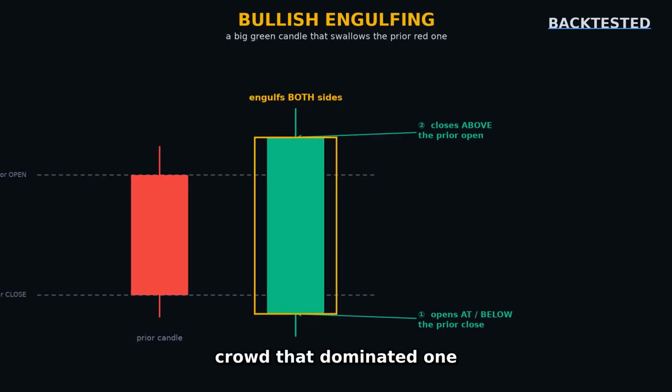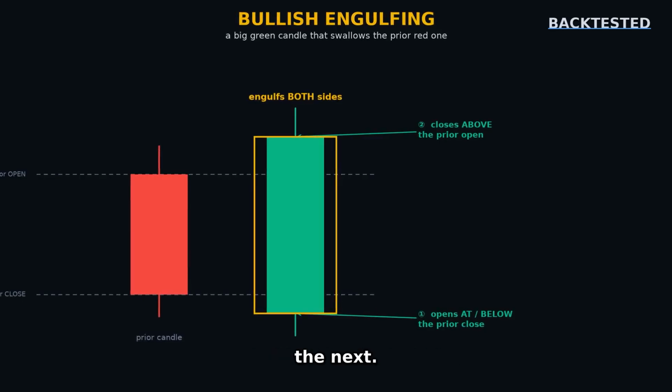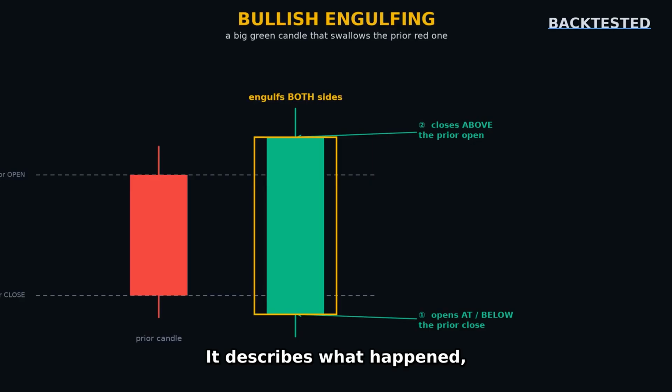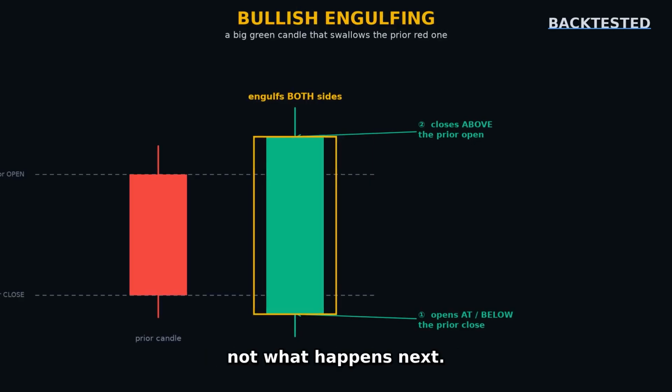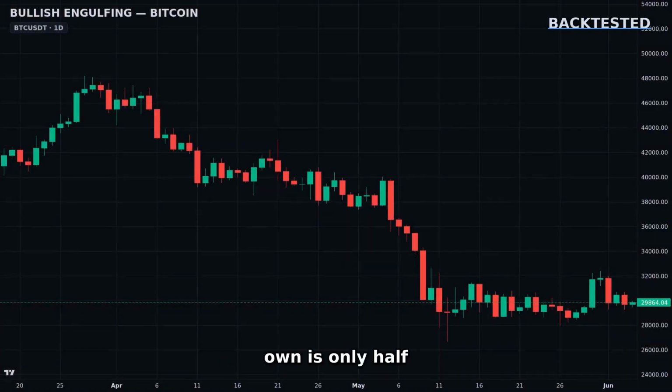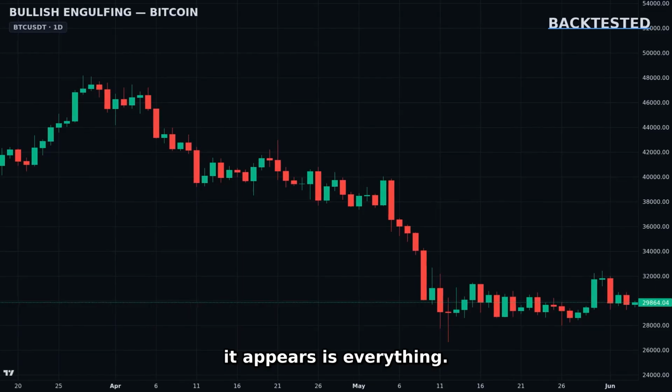The crowd that dominated one period is overwhelmed in the next. Remember the word possible. It describes what happened, not what happens next. A pattern on its own is only half the picture. Where it appears is everything.